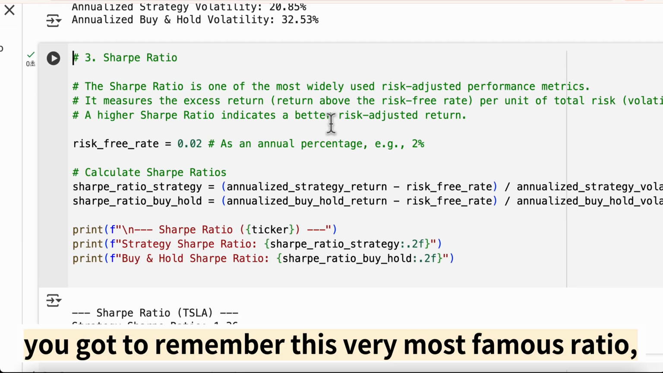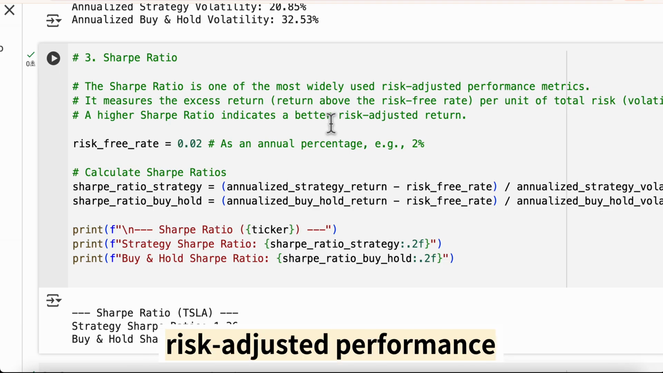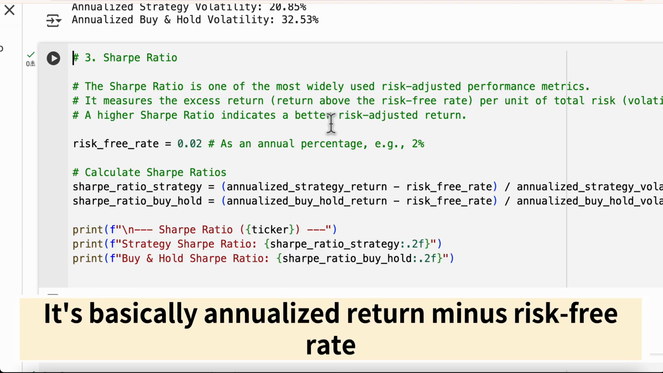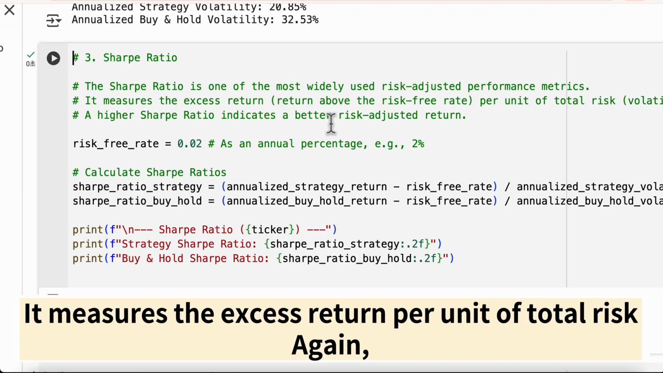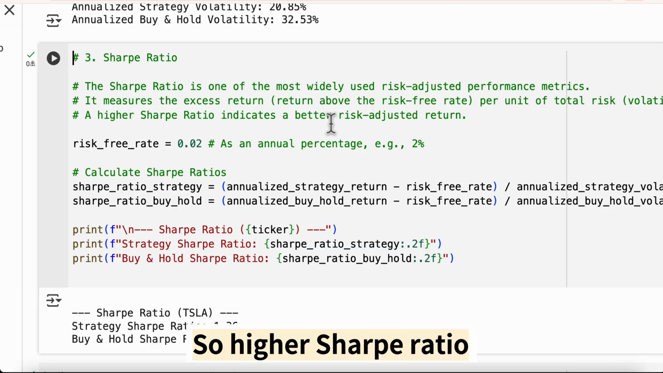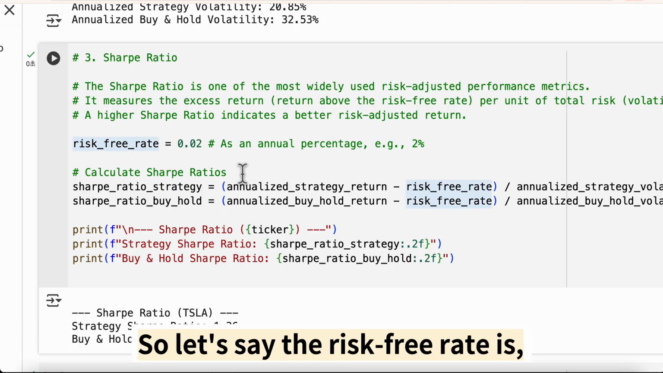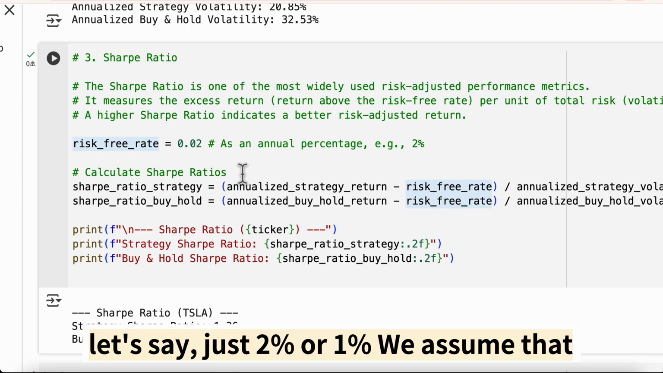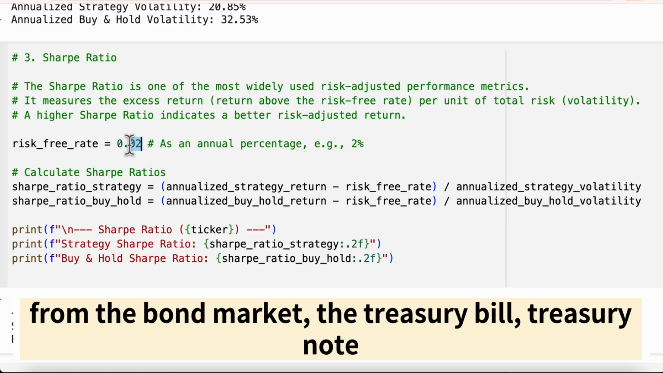So next one, you got to remember this very famous ratio, the Sharpe Ratio. It is one of the most widely used risk-adjusted performance measures. It's basically annualized return minus risk-free rate divided by annualized volatility. It measures the excess return per unit of total risk. Again, excess return, okay? So higher Sharpe ratio means better risk-adjusted return. So let's say the risk-free rate is just 2% or 1%. We assume that. You can get actual numbers from the bond market, the treasury bill, treasury note.